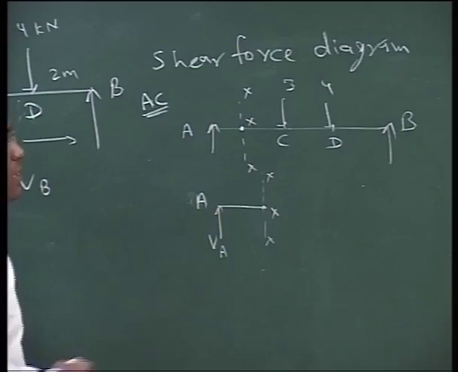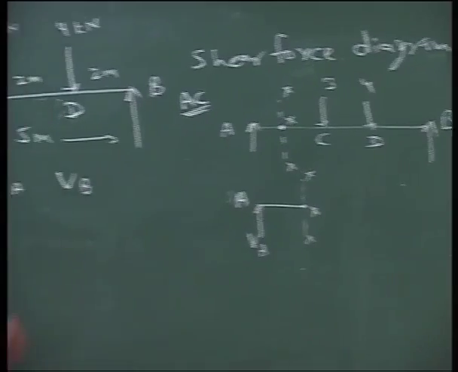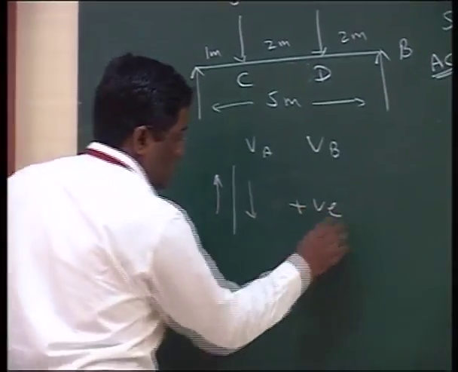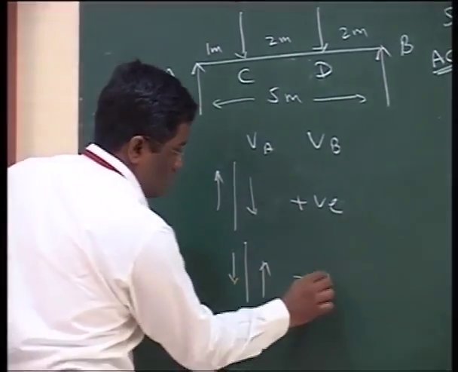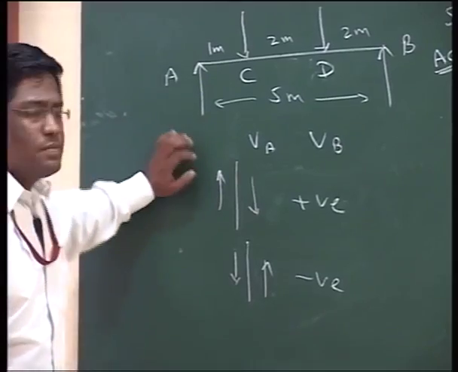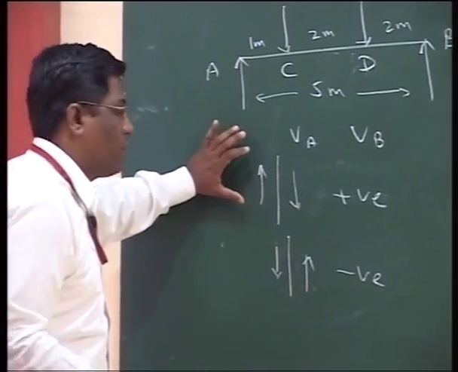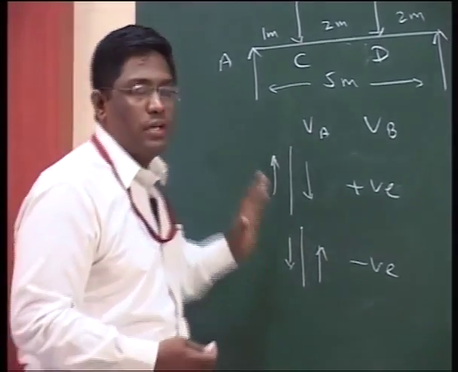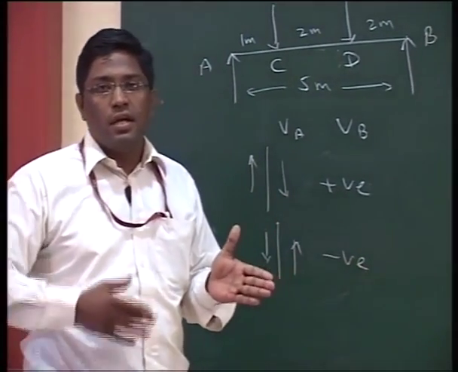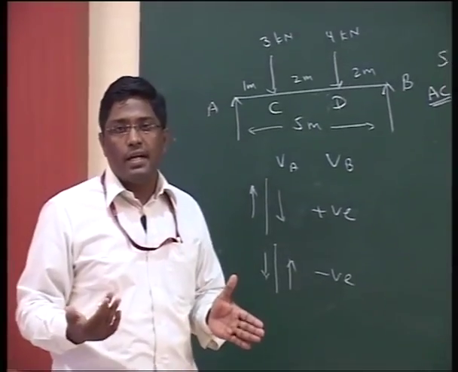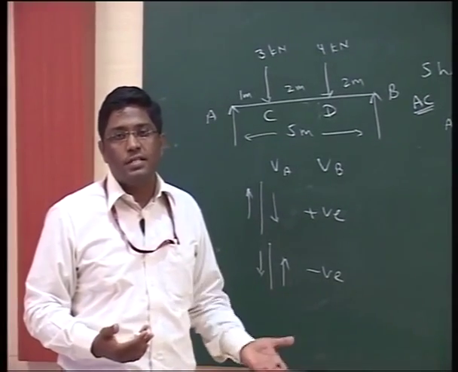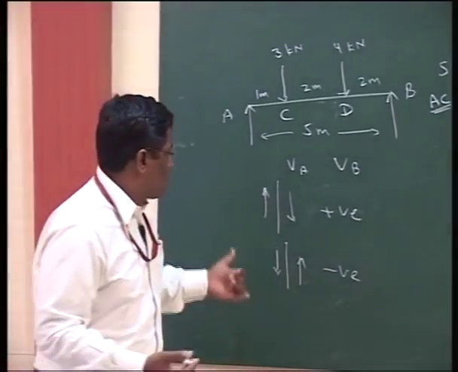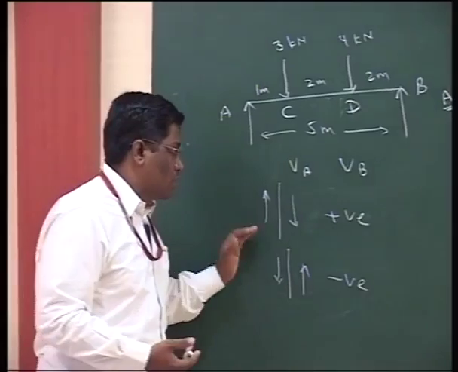Now what is the sign convention of shear force? The sign convention of shear force is something like this. It is a bit different, or I should say a bit more difficult, than the convention we had in bending moment, because in bending moment the good thing was that at any section, either on the left side or the right side, if the moment is caused upward, then it is positive, and if downward, then it is negative, which is not the case in the shear force convention.